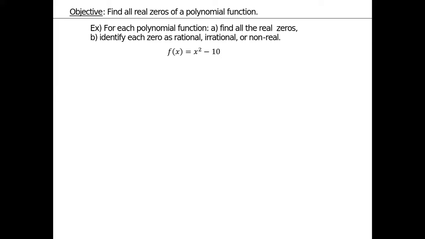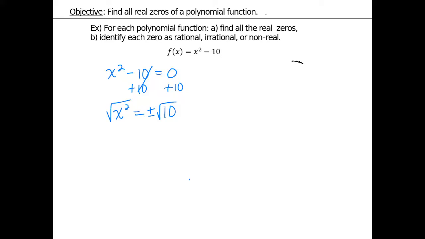Next example. Notice I got x squared minus 10. I don't have a GCF and I don't have dots. So you just go straight to making this equal to 0. I have the x squared minus 10 equals 0. I'm going to just add 10 to each side, and I get x squared is equal to positive 10. Take the square root of each side, and I got a plus and a minus.